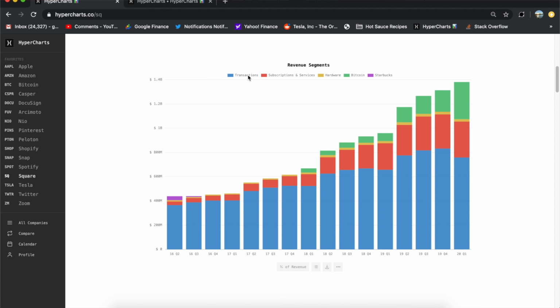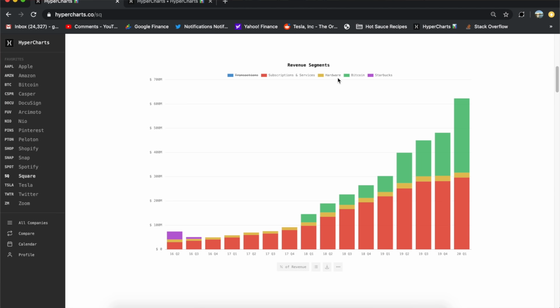The next piece of the business here is software and subscriptions. That red indicator here, this has been an explosive piece of Square's business.